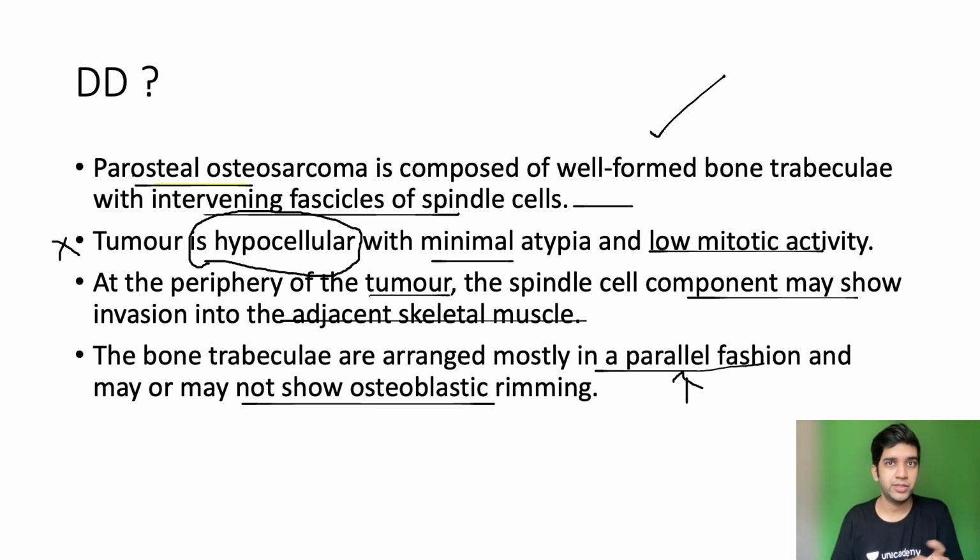You know how to differentiate them: the cellularity, the storiform pattern, all of them. So I can come to a very close differential diagnosis. Maybe in this case, I have a parosteal osteosarcoma and a fibrous dysplasia.